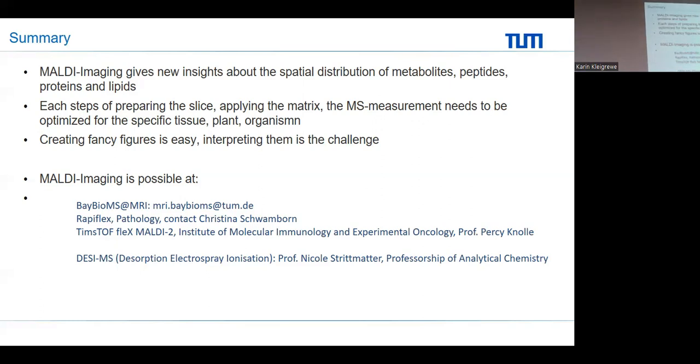DESI is a different way of ionization, which I did not cover today. It is like electrospray, what you know from our normal mass specs, and you don't need to do the step of adding matrix. So it's a little bit more simple, but I think setting up the DESI source is more complicated and even more hands-on if you buy the DESI source. The first week is time, then if it works, it's fine. So she will give more insights.